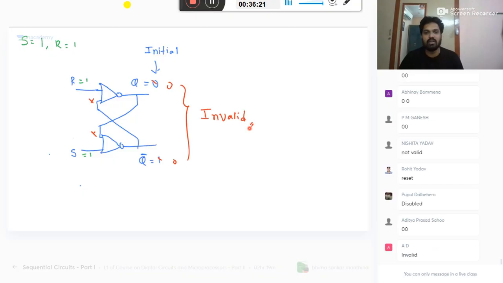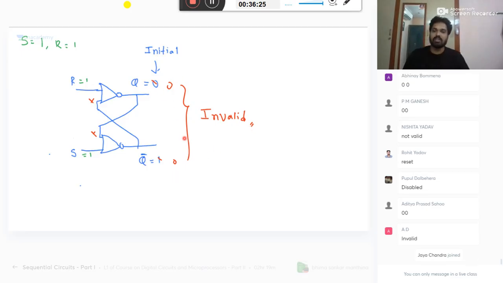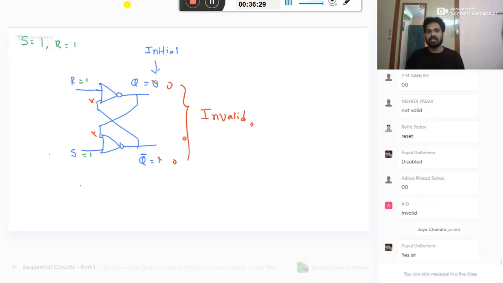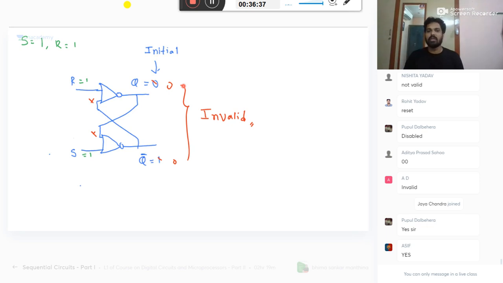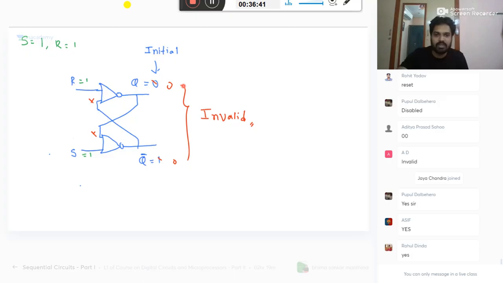Why invalid, sir? Because Q and Q bar should be complementary to each other. In the design, we see its importance later in the registers, counters, etc. But these are equal here now, so it is not a valid condition. Q and Q bar should be complementary, but they are coming the same, so I should avoid that. So go back, next.